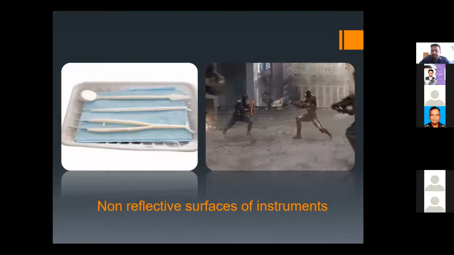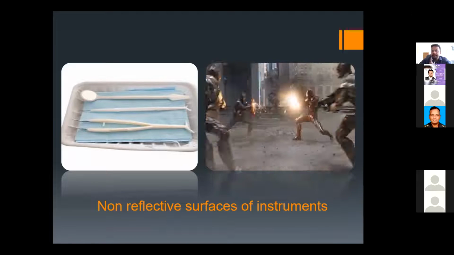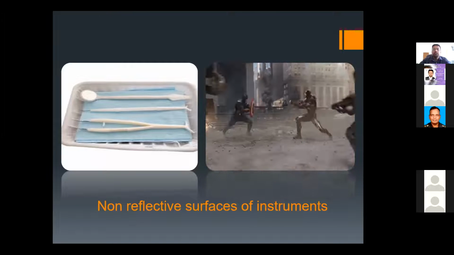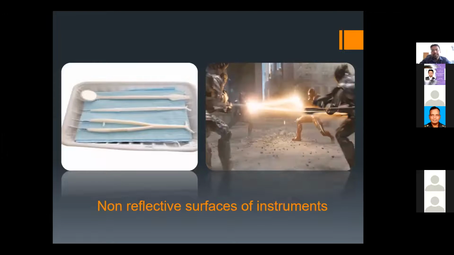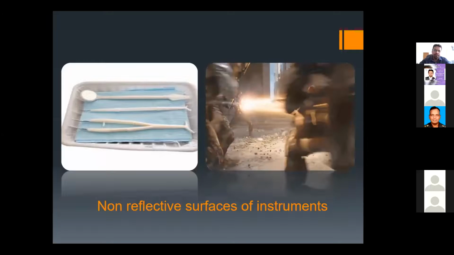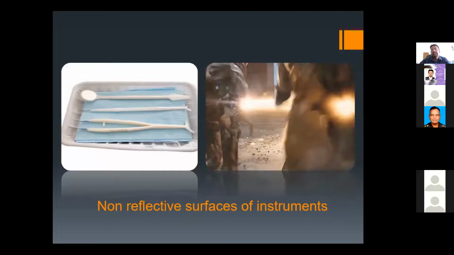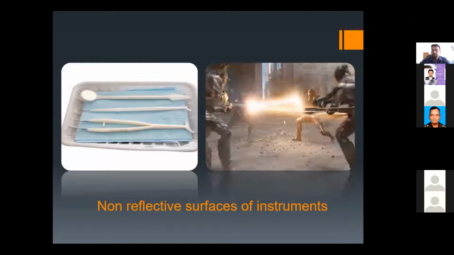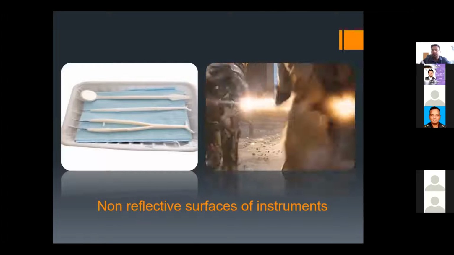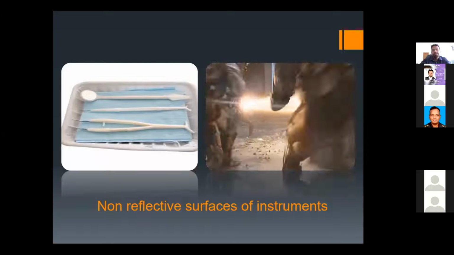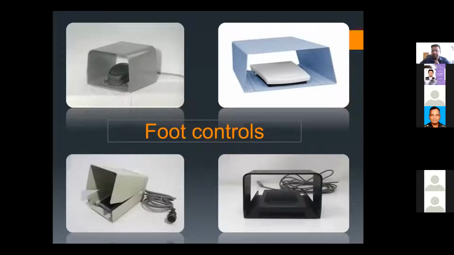Now, if you see the animation, you can see the laser which is emitted by Iron Man falling onto the shield of Captain America and reflecting there and killing the adjacent enemies, right? In the same way, laser can be reflected and can damage the adjacent mucosa. So make sure whenever you are using lasers, you should use non-reflective surface instruments. Okay. Now, this is the specific laser safety foot control which you should use when you are using laser. Even if accidentally you press the foot control, it will not emit the lasers.